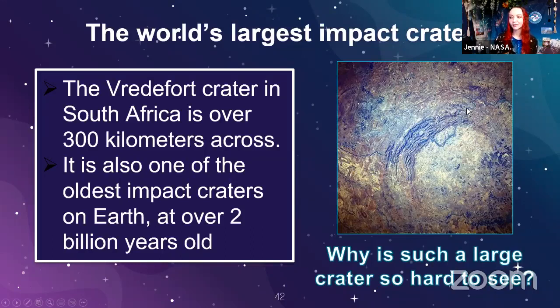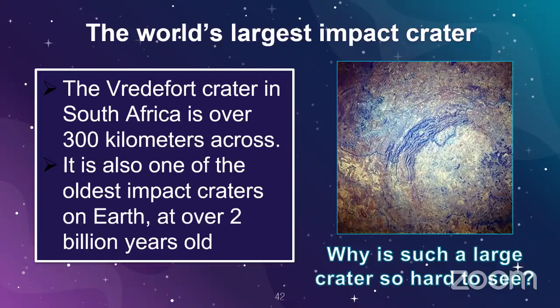So the point of me showing this picture is that it is very difficult to see, even though it's such a large crater. And that's because it used to be a full circle that was easy to see, like the craters on the moon. But over 2 billion years, things like plants and water and wind and volcanoes and other geologic activity have changed the appearance of this crater so much that you can really barely even see it anymore. So that one has changed a lot over time.